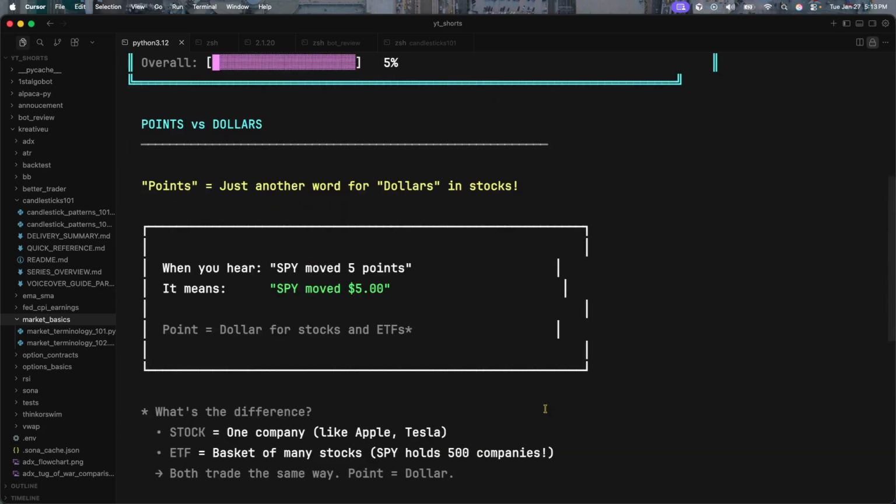So the first thing we're going to go over is the difference between points versus dollars. When you hear points, it's just another word for dollars in stocks. So when we say that SPY moved up 5 points today, and SPY is the S&P 500, the top 500 companies within the New York Stock Exchange, it means that SPY moved up $5. So points equals dollars for stocks and ETFs.